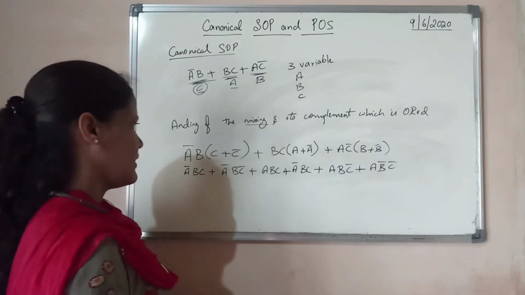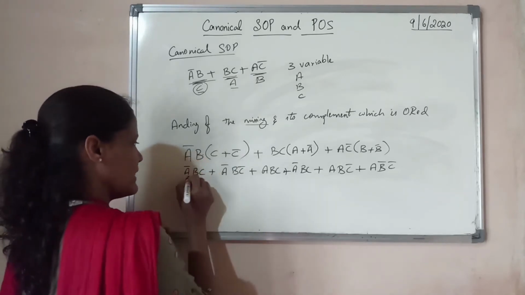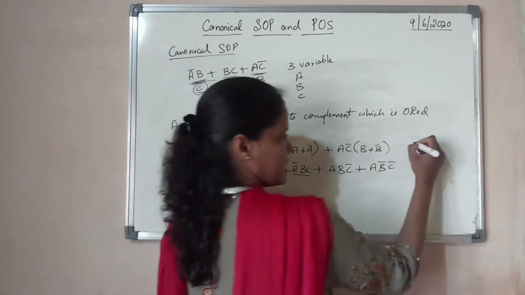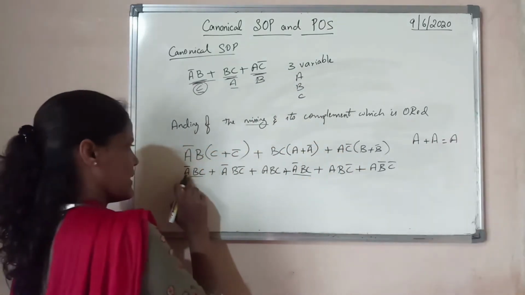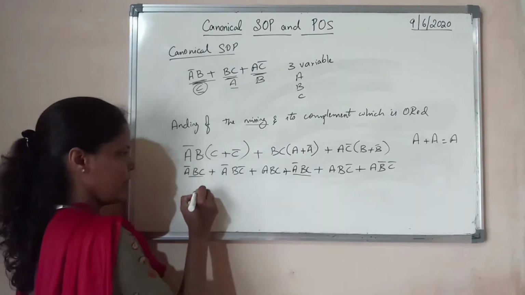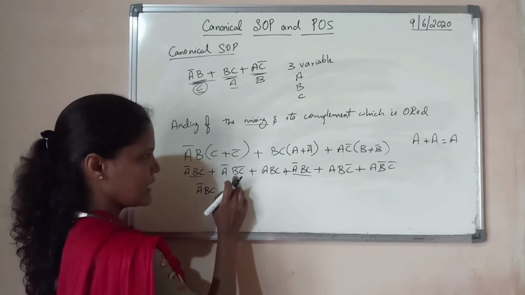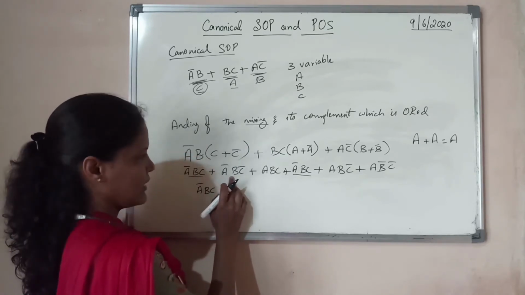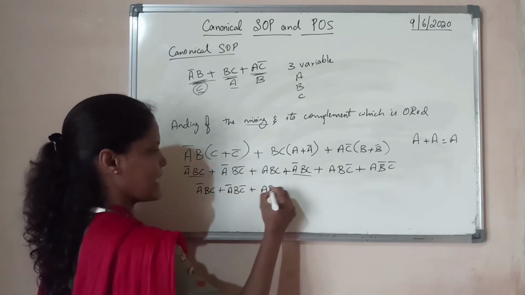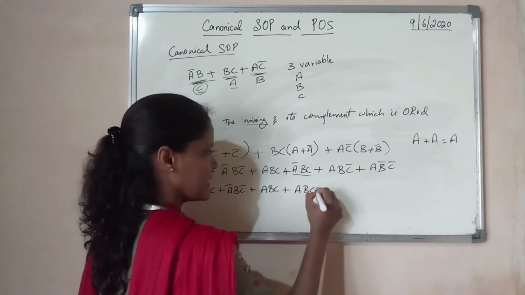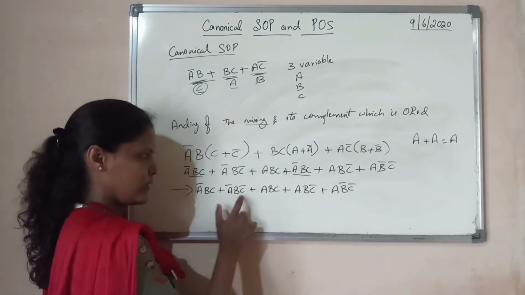C bar. Check whether any of the terms is repeated. If it is repeated, write it just once, because there is a Boolean rule: A plus A is just equal to A. A bar BC is repeated, so write A bar BC just once. After that, is there any term which is repeated? No, I guess. So we get A bar BC bar plus ABC plus ABC bar plus A B bar C bar. Here I am having 1, 2, 3, 4, 5.